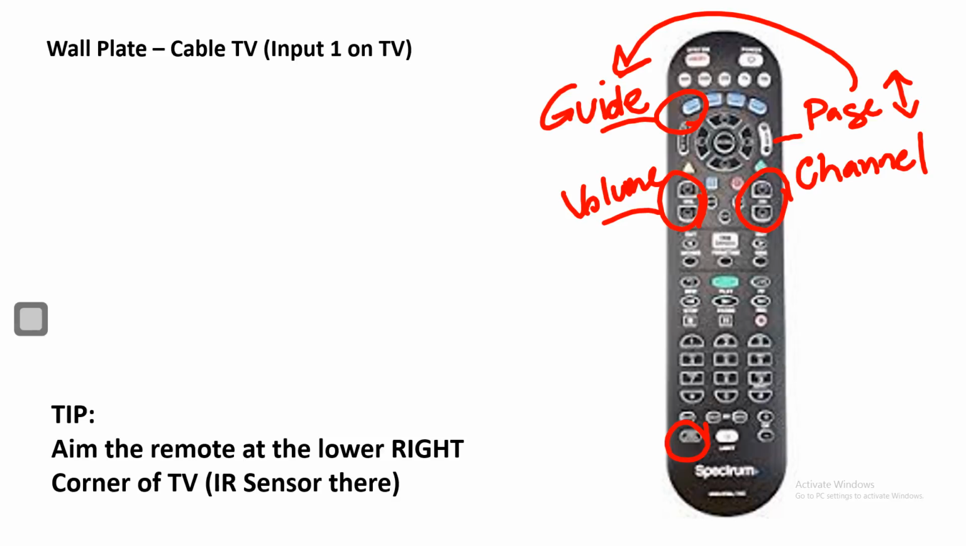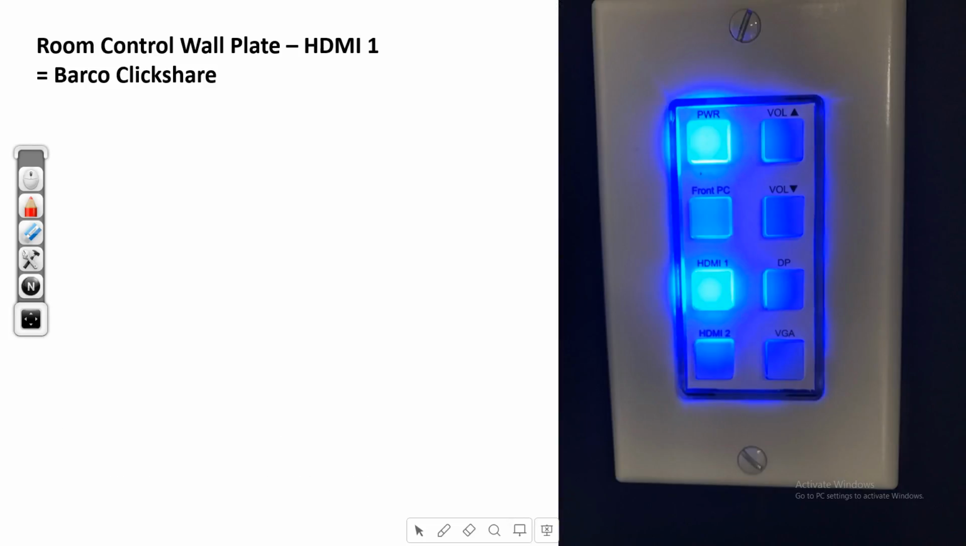One of the tips to remember is aim the remote at the lower right-hand corner of the television. You'll see that there's an IR sensor on the lower right-hand corner of the television. This is because we've extended cable television via HDMI over Cat5, and so we have to have an IR sensor there. That IR sensor may not be as sensitive as you're used to on your television at home. So know that if you're in the back of the room and the channels aren't changing, you may just have to get a little bit closer to the TV to change the channels. But hopefully that will work out fine for your purposes.